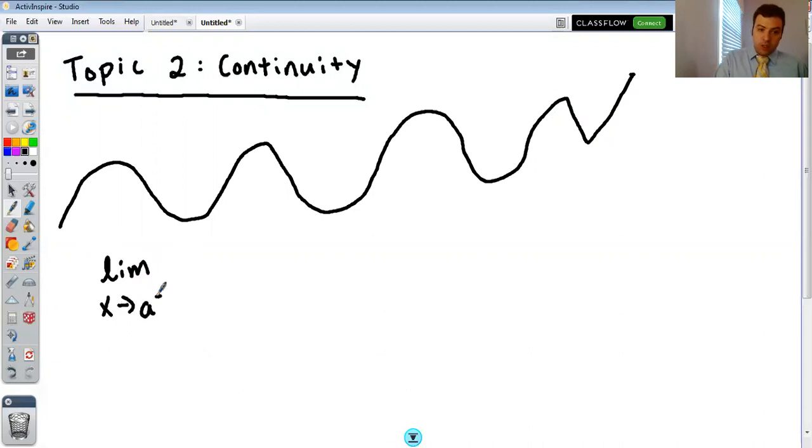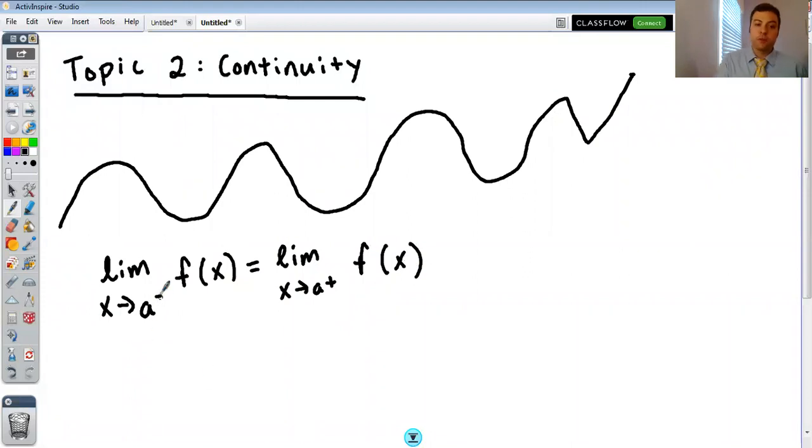So I want to begin with something we talked about in the previous lesson, which was this. If the limit as x approaches some value a from the left is equal to the limit as x approaches some value a from the right, then the limit exists at that point. That was a key mathematical written justification for a limit existing.